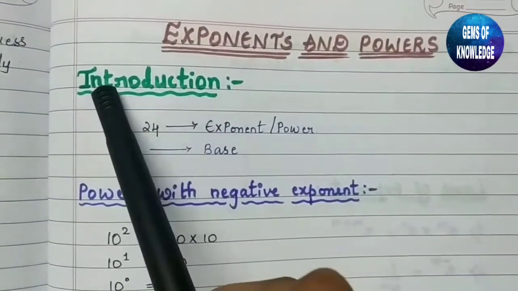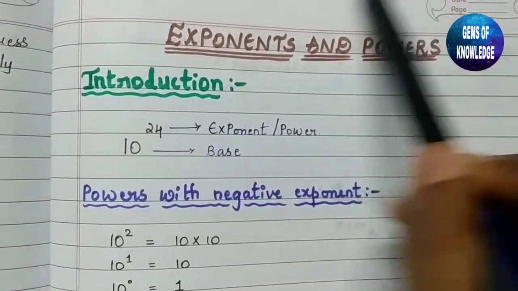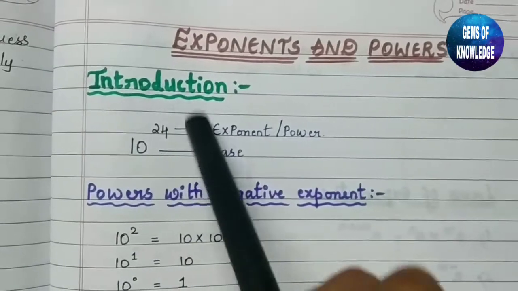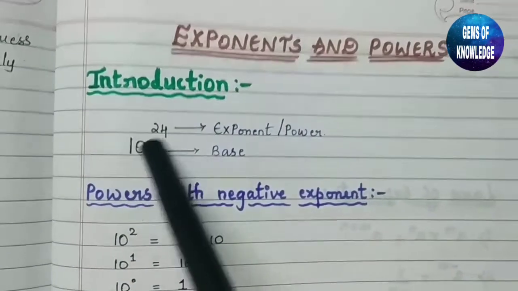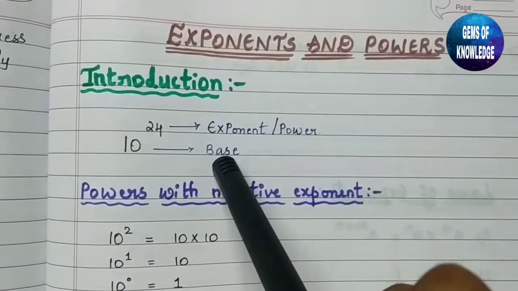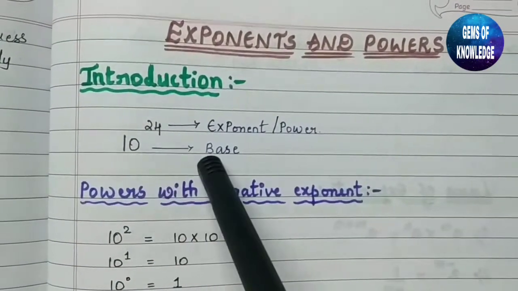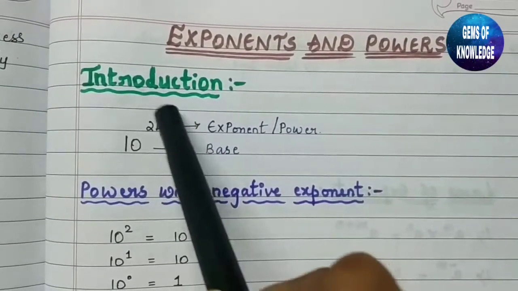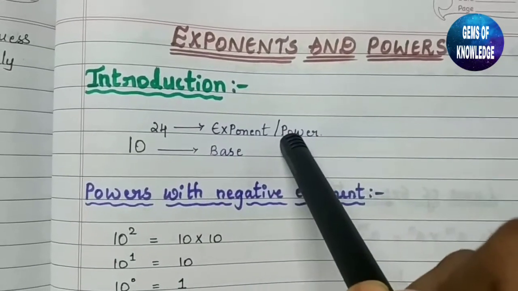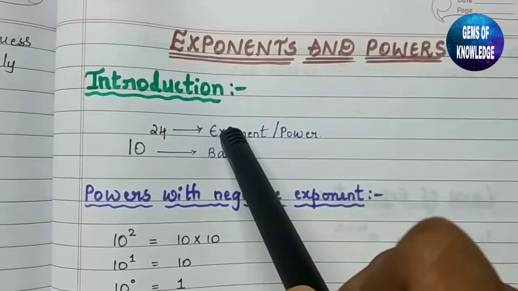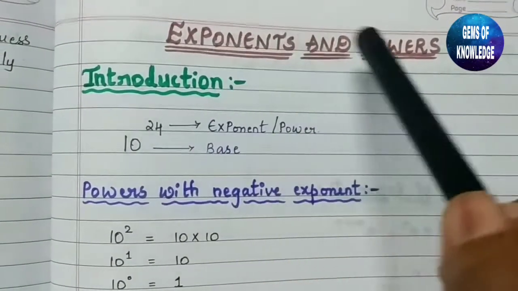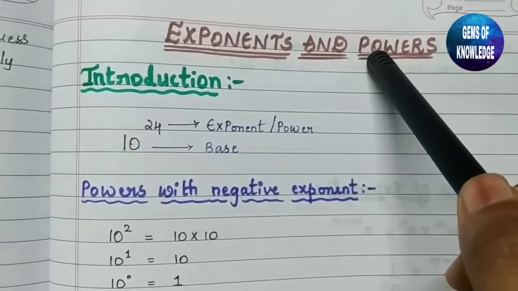So for the introduction, you need to know what are exponents and what are powers. You can see I have just written an example over here, that is 10 raised to 24. Here 10 stands for the base, and this 24, which is raised to the power, is called the power, or we can say exponent too. Generally, there is no difference between exponents and powers.